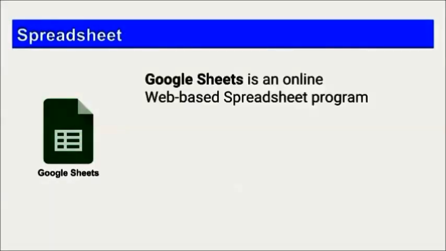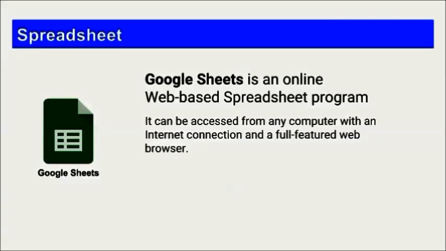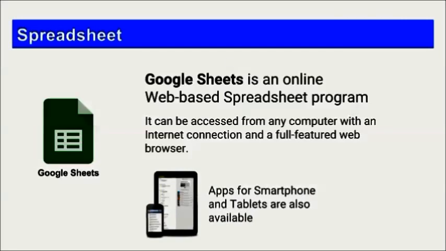Google Sheets is an online web-based spreadsheet program which can be accessed from any computer with an internet connection and a full-featured web browser. There are also apps for smartphones and tablets which can be installed and used to access your documents. However, this tutorial will cover only the computer web-based version.